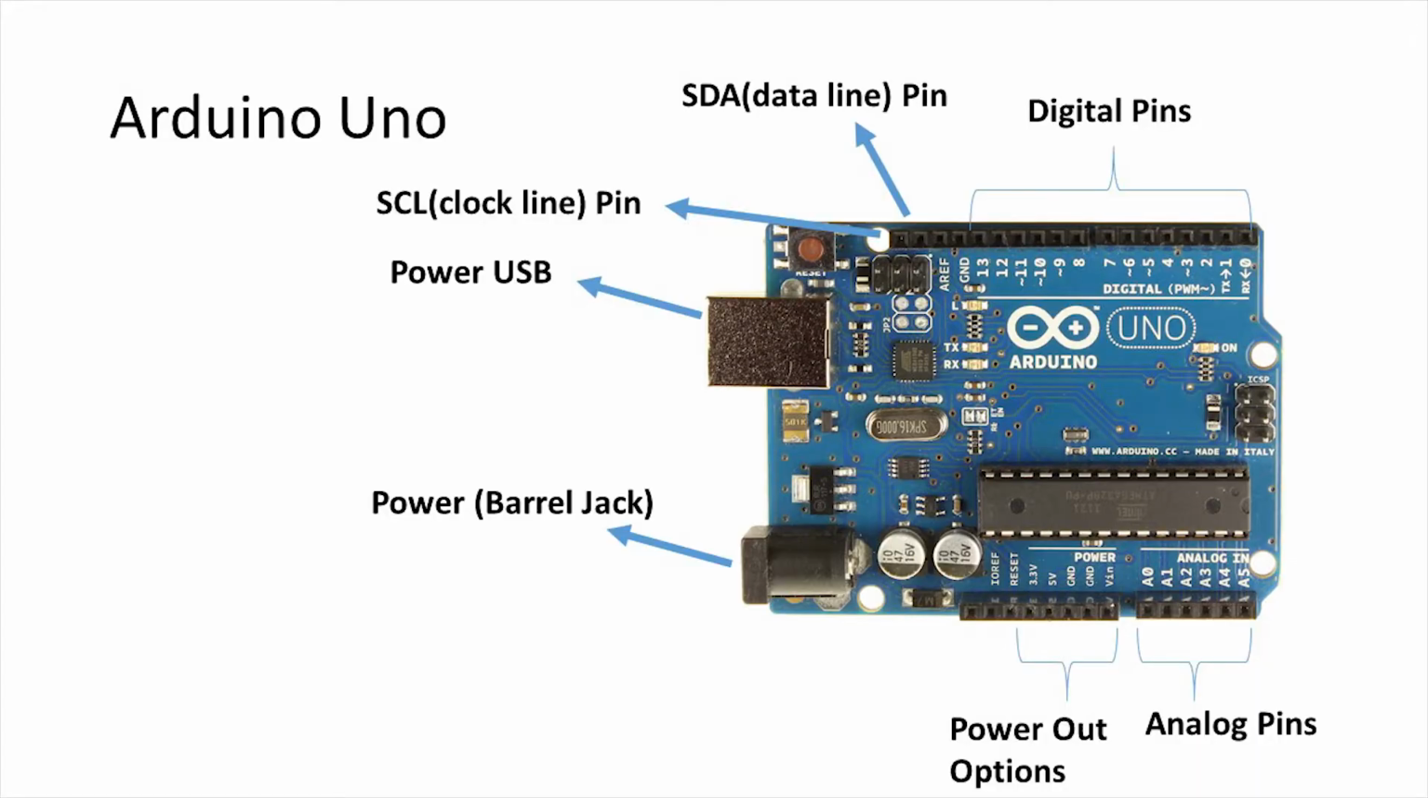Here is a standard Arduino Uno board. As you can see, there are two ports for power. The power USB is where you plug into your computer and upload the machine code. The barrel jack, however, only provides power. The power out pins can be used to power your circuits. The analog pins connect to sensors that use light or audio. As for the digital pins, they connect to sensors that output in binary, or zeros and ones.